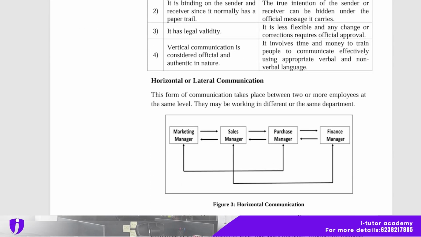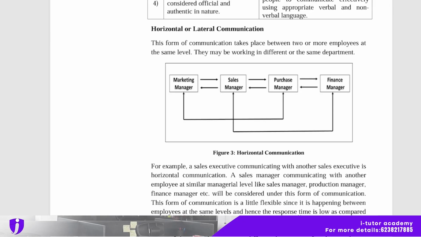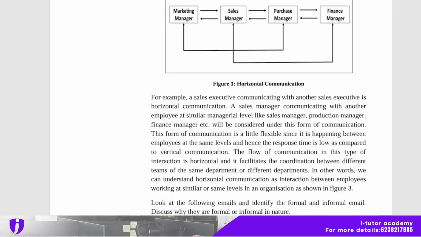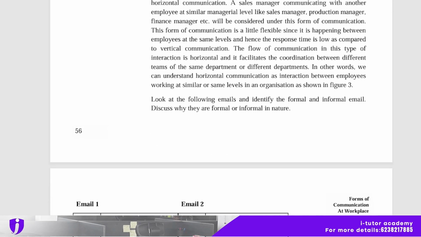Horizontal or lateral communication. So this is marketing manager, sales manager, purchase manager, finance manager. So these are the lateral communication process. That is the horizontal way of communication. The marketing manager communicates with sales, sales communicates with purchase manager, who communicates with finance manager. So this is one flow of communication. So that is an example of horizontal communication.